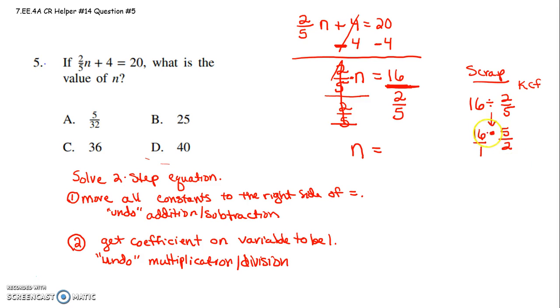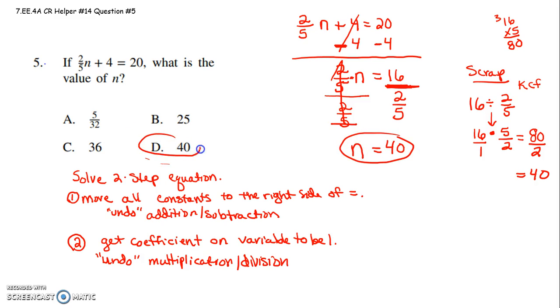16 is the same as 16 over 1. Multiply straight across the top, straight across the bottom. What's 16 times 5? 5 times 6 is 30. 5 times 1 is 5, and 3, that's 80. So this is 80 over 2, or 80 divided by 2, which is 40. 80 divided by 2 is 40. So n is 40 is my correct answer.